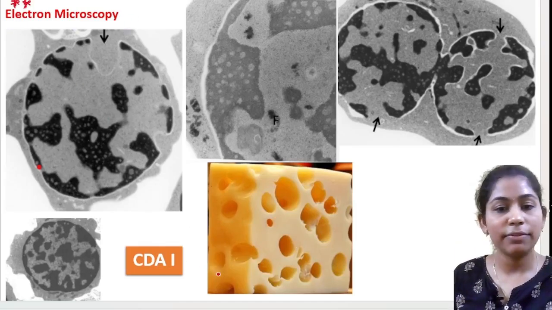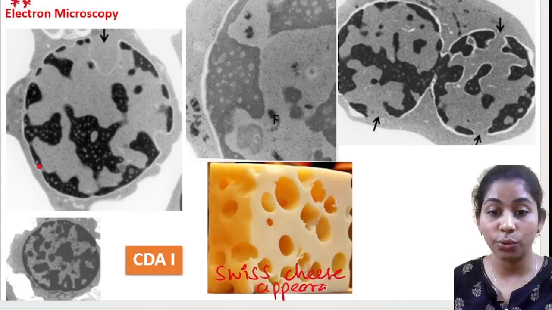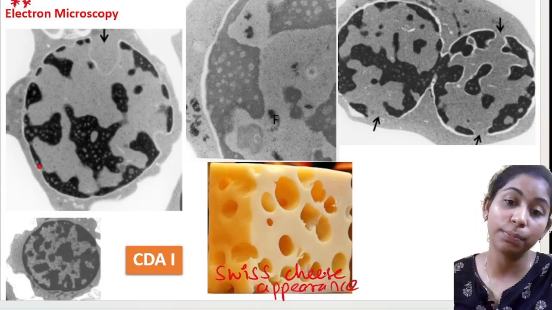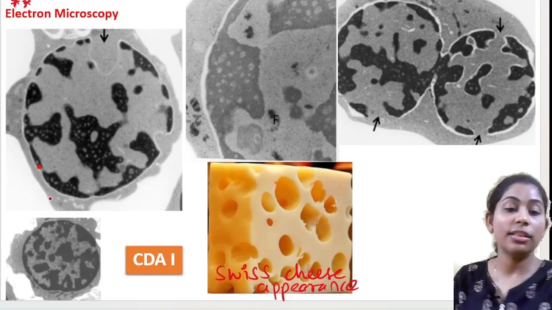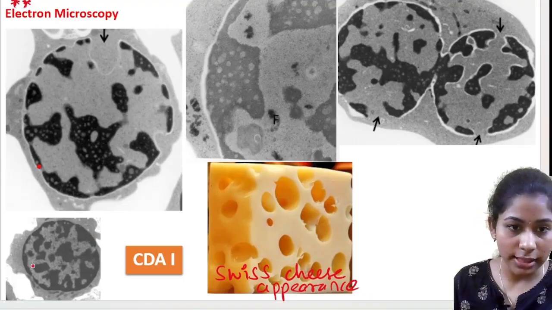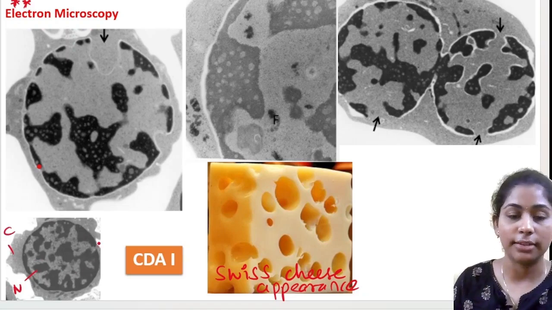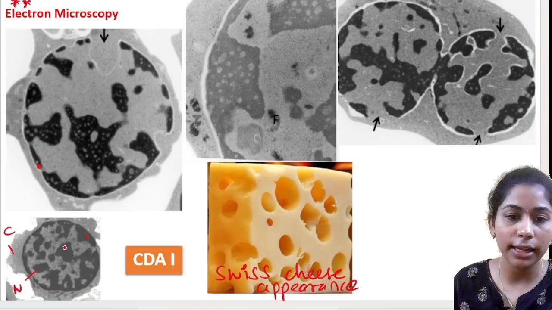This is CDA type 1, which is the classical Swiss cheese appearance, right? Everyone knows this, but I want you to know what this Swiss cheese appearance is and in which component we are calling it. So first, this is how the normal erythroid will look in electron microscopy. This is the nucleus and this is the cytoplasm of a normal erythroid precursor. In the nucleus, can you see the darker areas and the lighter areas?